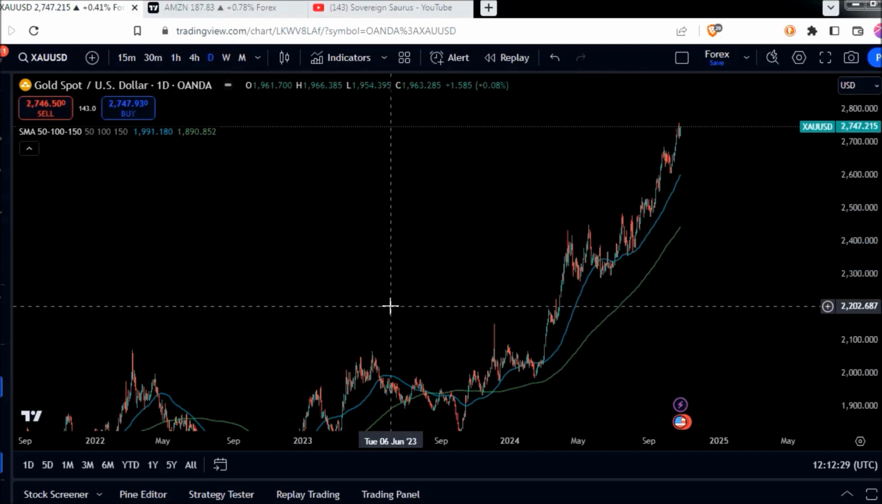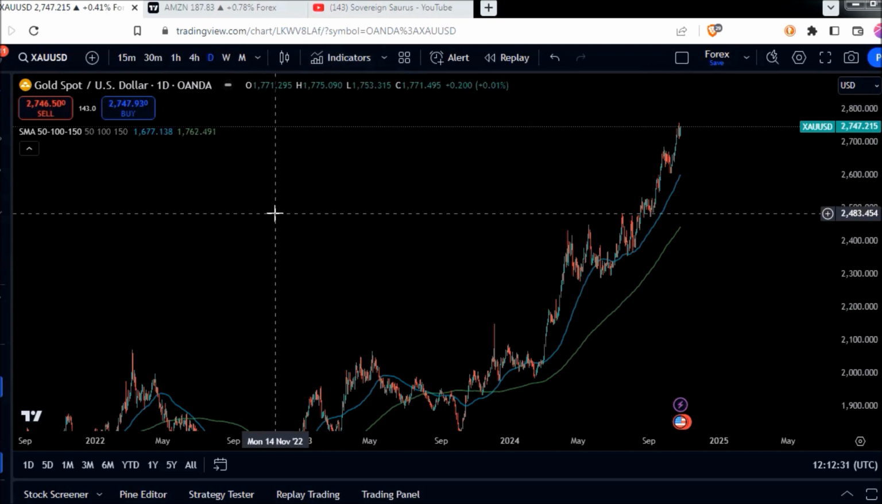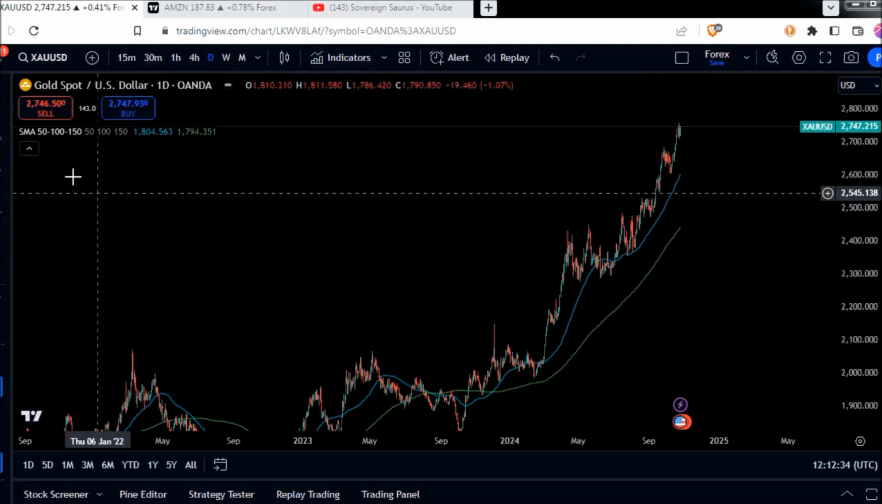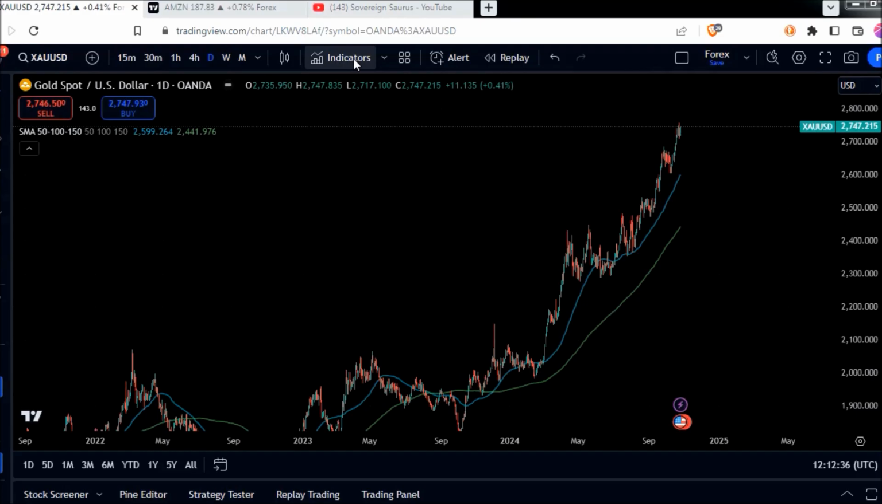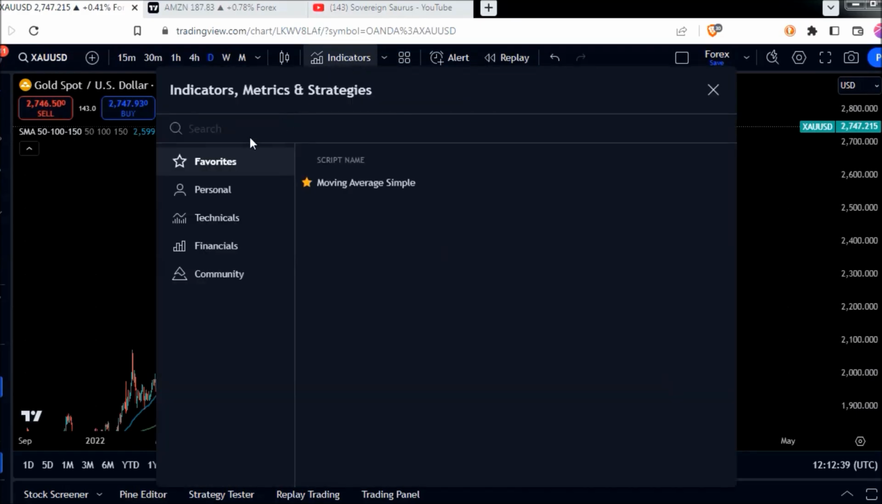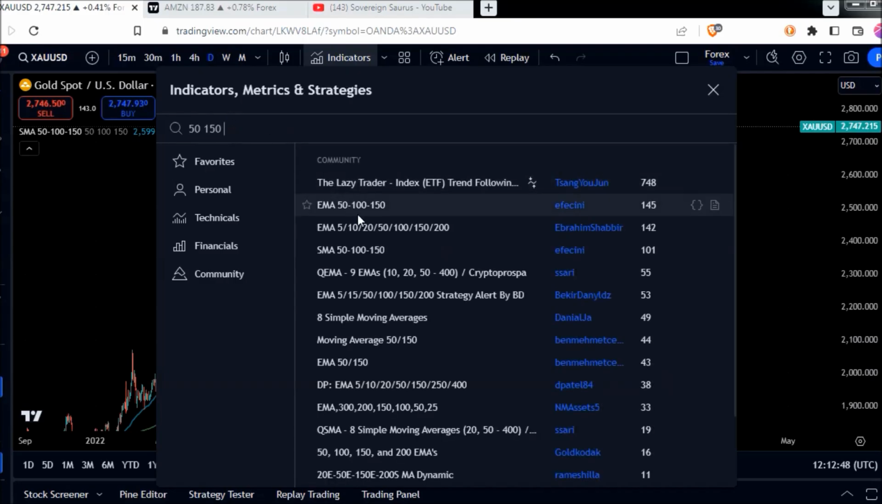So I'm on TradingView and we're going to use a simple indicator, which is the SMA, a simple moving average. If you go onto your TradingView, you can go into search and search for a 50 and 150, and it'll start to fill in automatically. So we've got here SMA or EMA. EMA is exponential, SMA is simple. Don't worry about what they mean for now. We're going to go with simple for today.